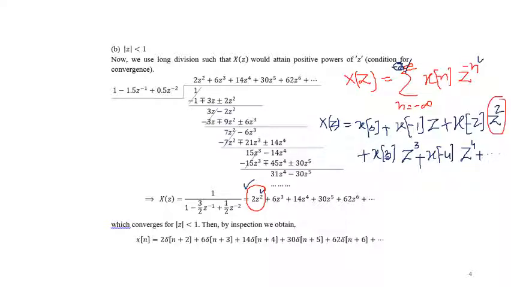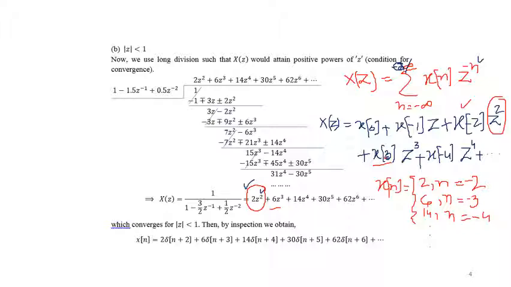Now if I compare this with the standard equation, this is your z square, so x of minus 2 basically equals 2. So I can write x of n equals 2 for n equals minus 2, then we have 6 for n equals minus 3, then we have 14 for n equals minus 4, and so on.